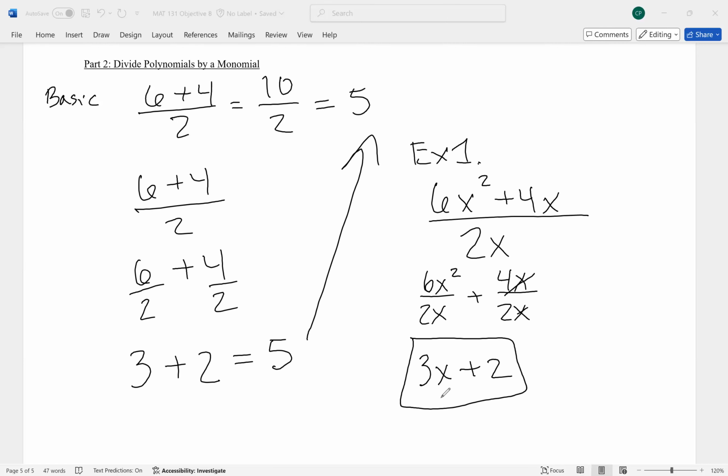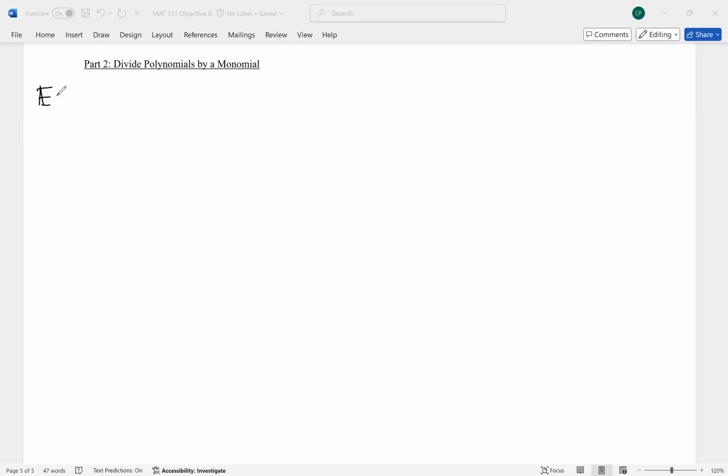If you feel like this is not right, or if you want to check your answer, the way to check it is to do 2x times 3x plus 2. All right. When you multiply that through, you're going to get the 6x squared plus 4x back. Okay. And that's a way that you can check these problems. Okay. So let's look at some more examples. All right. Example 2.